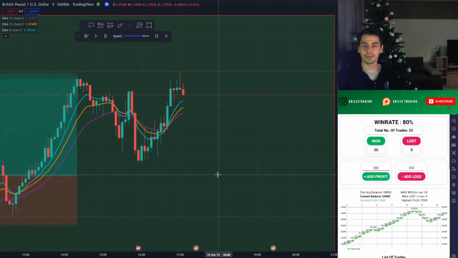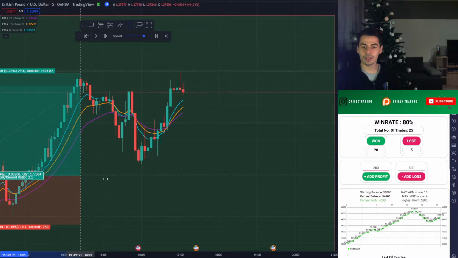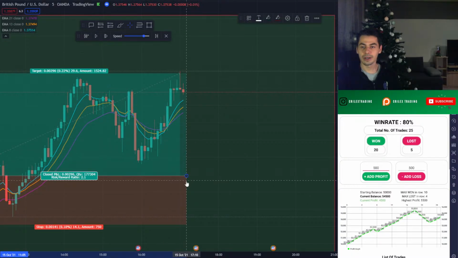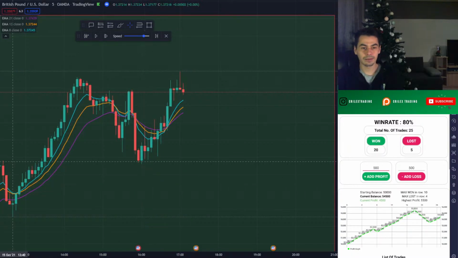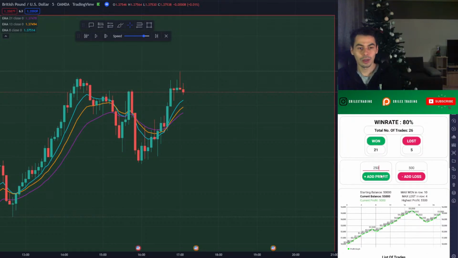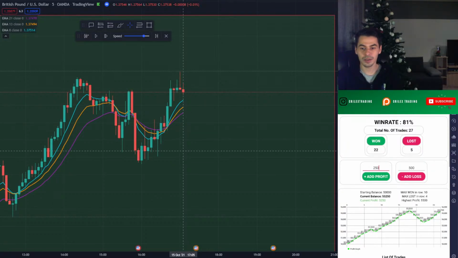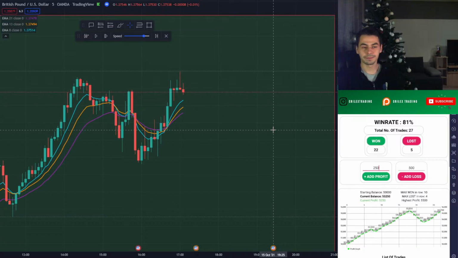Okay, probably another pending here, and the 2-to-1 was hit right here, so we will mark this as a win. So 500 once, 250 the second time. We will do this as well in our spreadsheet on the 15th of October. Okay, so we have an outright win.